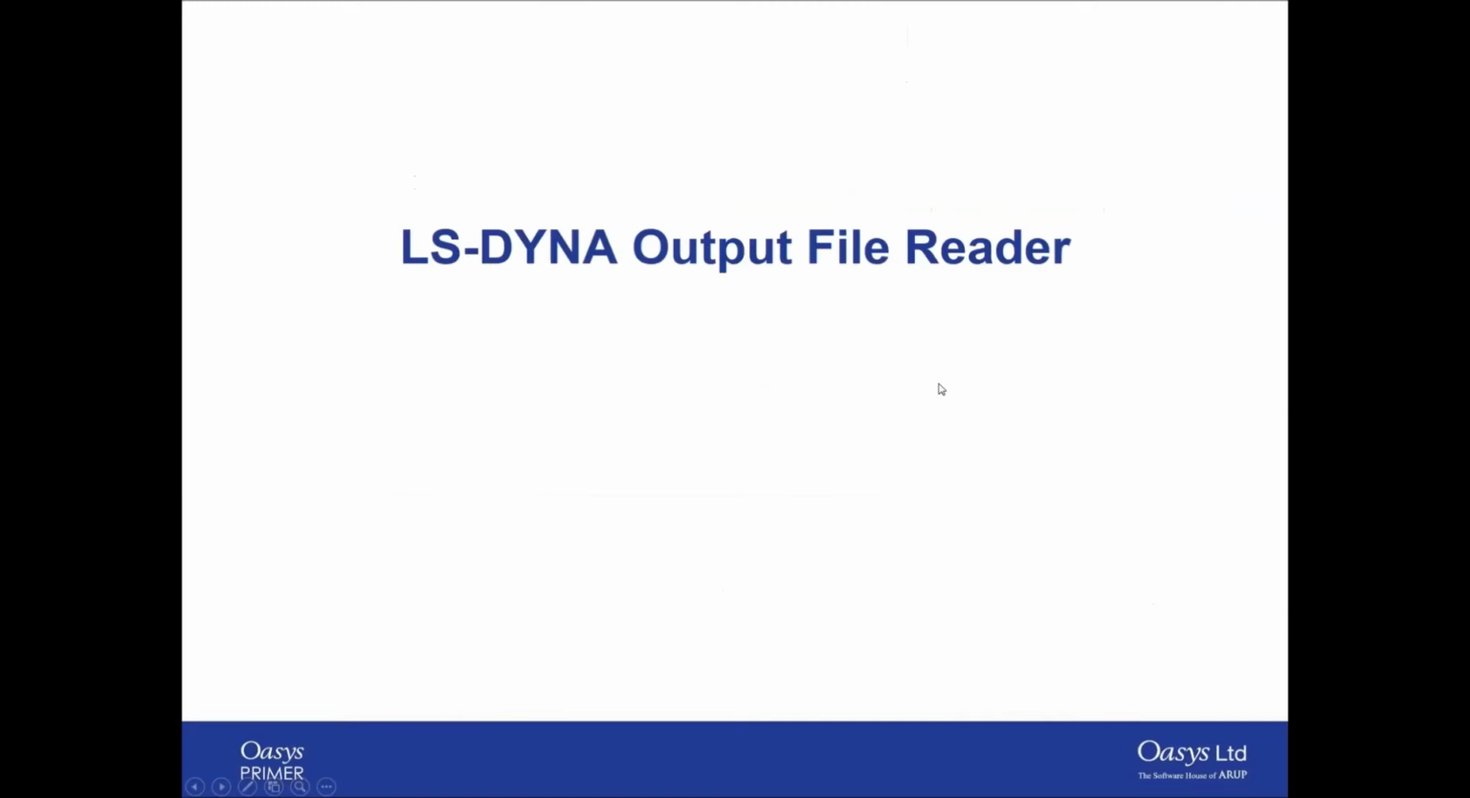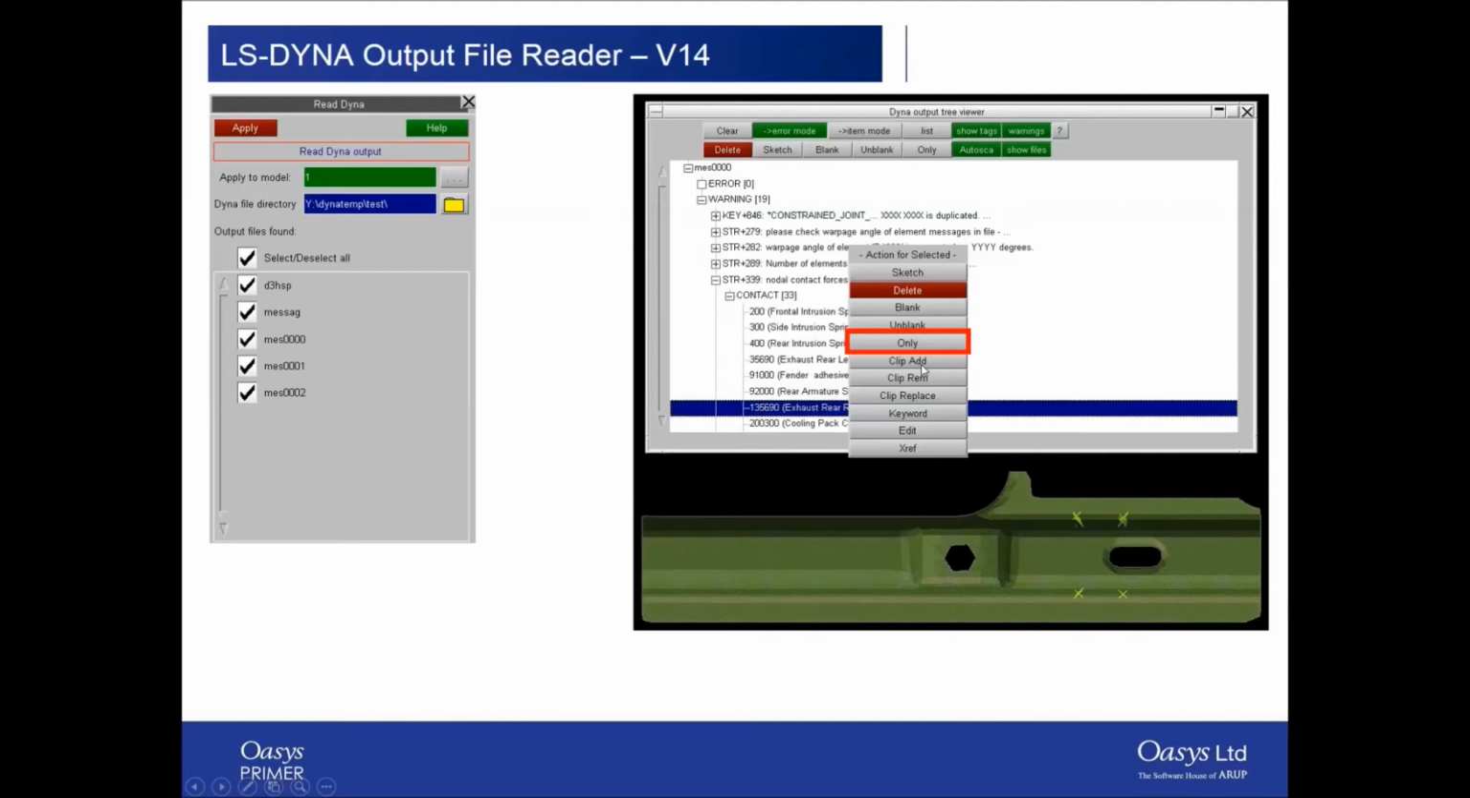I just wanted to mention this again, the output file reader. This was introduced into version 14. And what this does is that you can read all the text output files from LS-DYNA, maybe from initialization, the D3HSP file or the OTF file, the message files, log files, and so on. And Primer will scan through those files and dig out all the error and warning messages written by LS-DYNA. And then from those, you can investigate the entities that are referenced within those errors and warnings. So you'll get a tree that looks something like this, and for a particular error message, Primer knows that a particular error message relates to nodes or shells or contacts. So directly from within this tree, you can sketch or edit or do an only on those entities, and it makes it much quicker to investigate any messages that are within the text files.